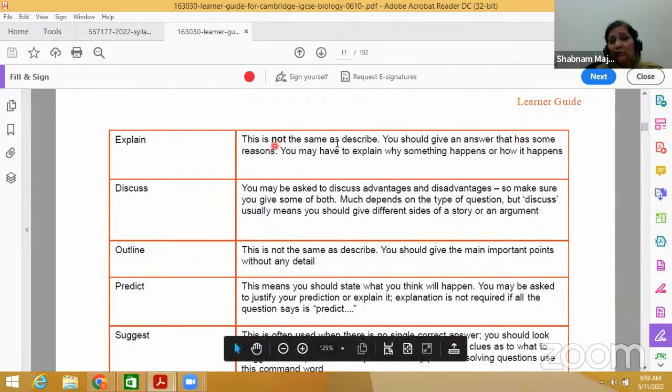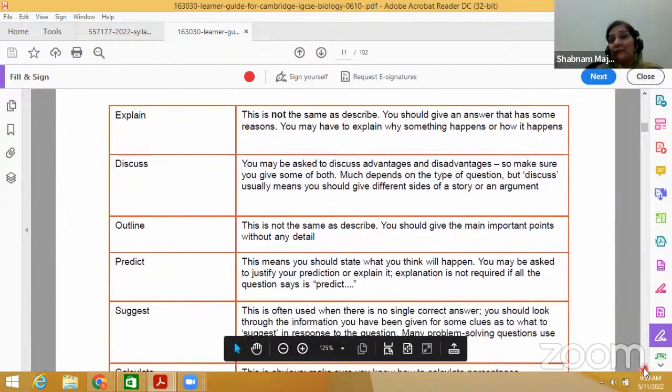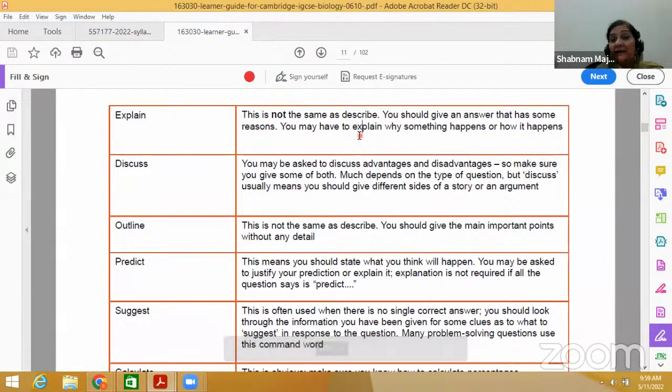Explain, not the same as describe. For example, if I say, describe a structure of alveolus, you need to describe the structure of alveolus, but to explain, you should give reason. You should give reason why. You should give an answer that has some reasons. You may have to explain why something happens or how it happens.